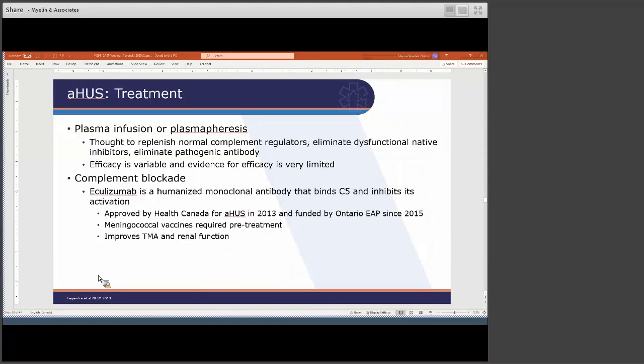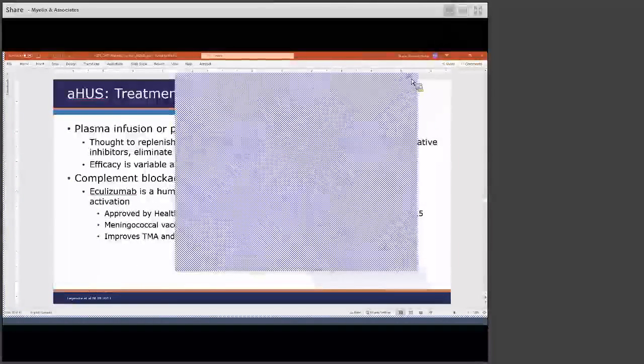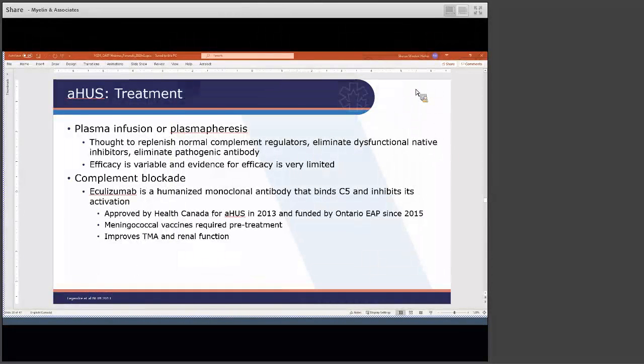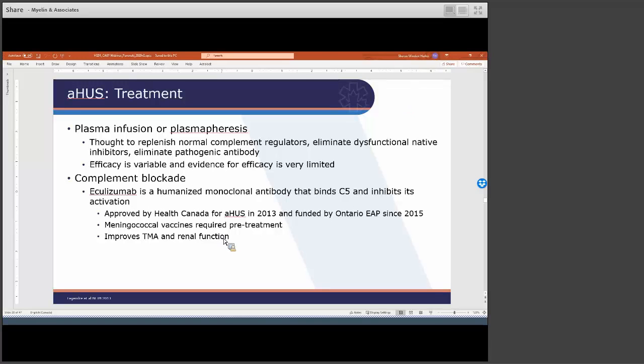So how do you treat this? Well, you can infuse plasma, so to give back the complement regulator that you do not have, or you can plasma exchange, and in this case, the reason plasma exchange works is that you're removing the bad effector that you cannot turn off and replacing it with the effector that can be turned off. Unfortunately, the evidence for these interventions is really, really weak and variable, and very much depends on what kind of mutation you have, whether you're going to respond to it or not.